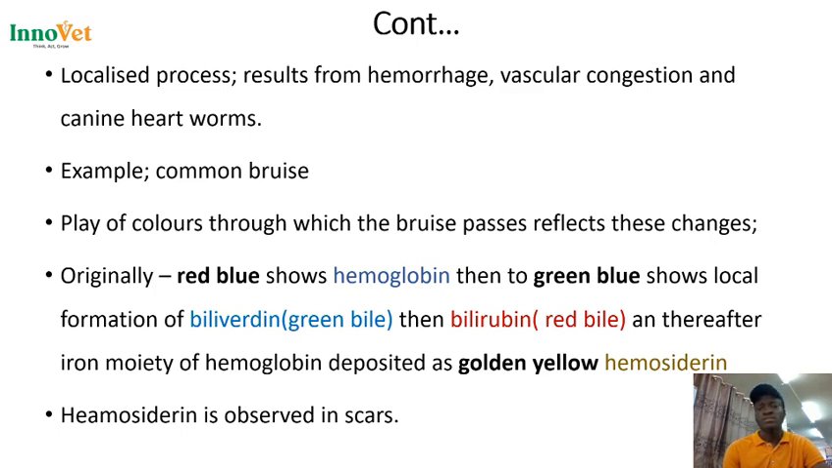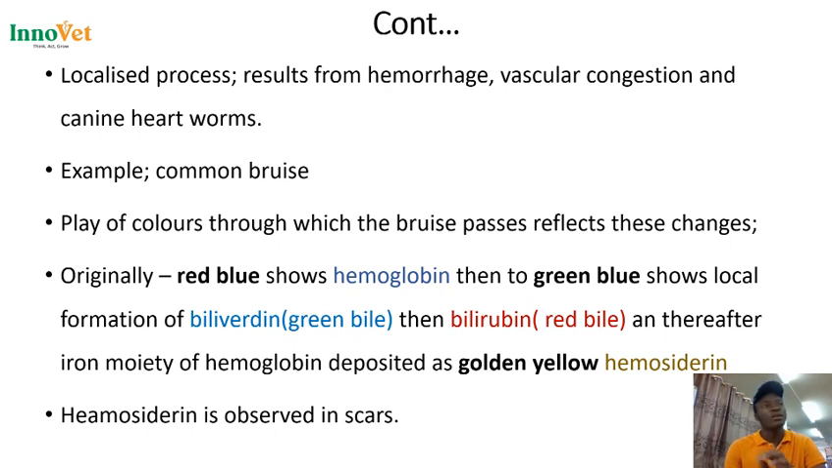So what is this localized process? It results from hemorrhage. Hemorrhage means the rupture of red blood cells and blood oozing into tissues. It can also be due to vascular congestion, whereby the blood vessels are congested and as a result rupture and release red blood cells, which burst and release iron. Or even in some species like dogs, it can be due to heartworms.